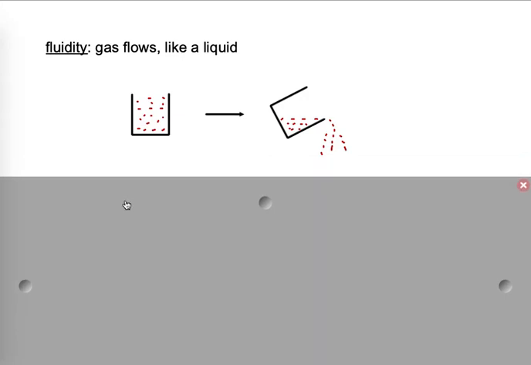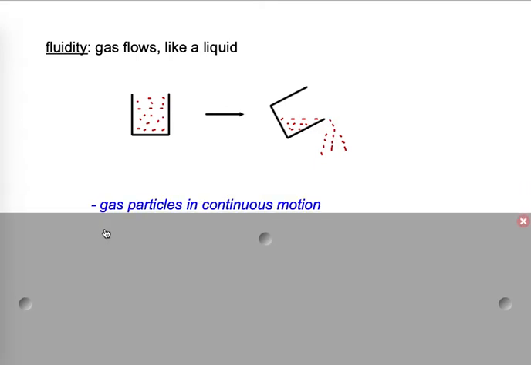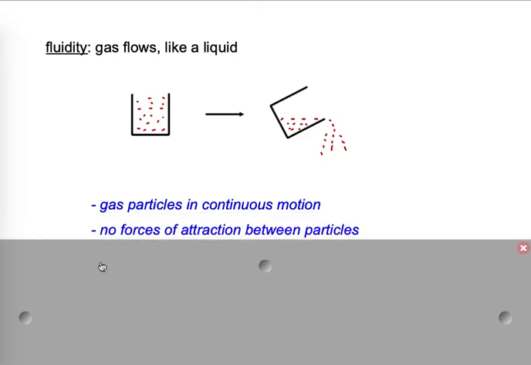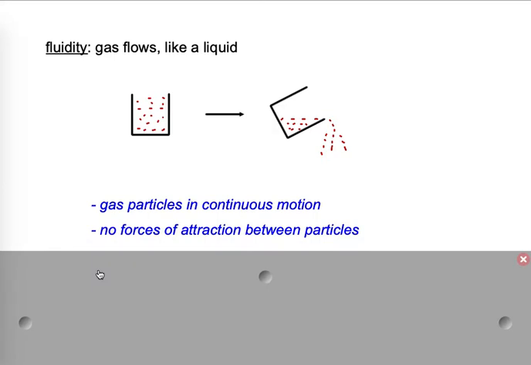So, what part or parts of the kinetic molecular theory explain why gases flow like a liquid? Again, if you think about it, you'll realize the same parts that explain why gases expand. The gas particles are in continuous rapid random motion, and there are no forces of attraction between the gas particles. As you'll see, most of the properties of gases are explained by these two parts of the kinetic molecular theory. Let's look at another property.